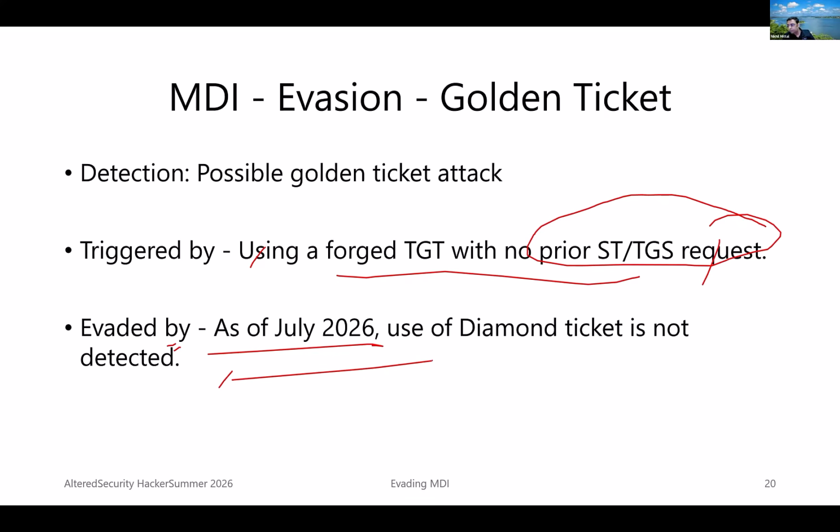As of this month, as of the time of writing, the diamond ticket attack is not detected. What is the diamond ticket attack? You do not forge a ticket. You pick up an existing TGT, decrypt its PAC, make changes inside it, repack it, re-encrypt it, and then send it to the DC. What is the difference? The KDC, the key distribution center, would be able to spot when this TGT was requested. It looks up in the list: okay, this was requested, it is a valid TGT. So a diamond ticket remains an evasion of the persistence technique that was the golden ticket.